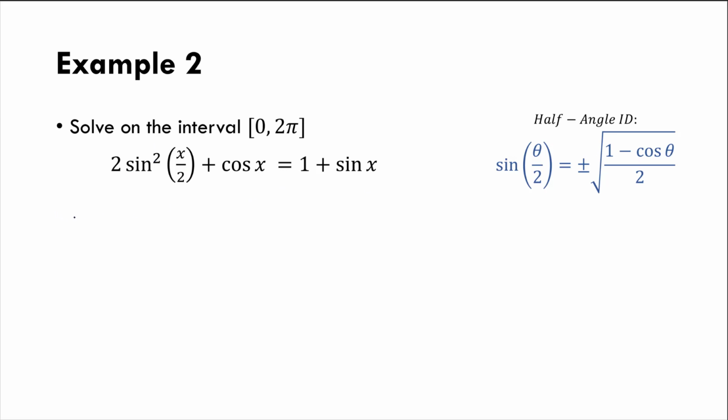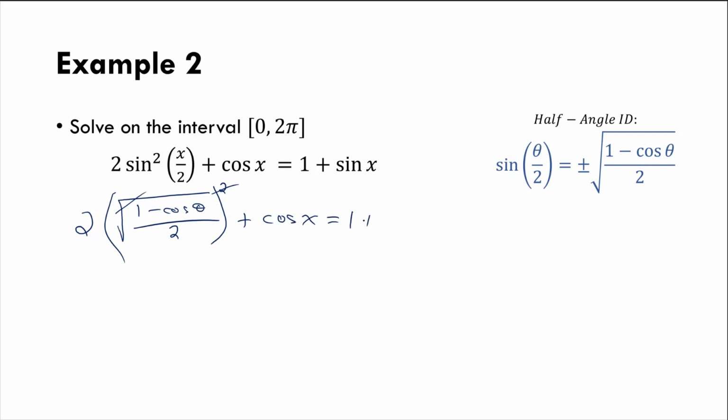I've got 2 times the square root of 1 minus cosine x over 2. Now this is squared, so it doesn't matter what sign I use, because I'm actually going to square it, and my radical is going to go away. Plus cosine x is equal to 1 plus sine of x. And then my 2's are going to cancel out here.